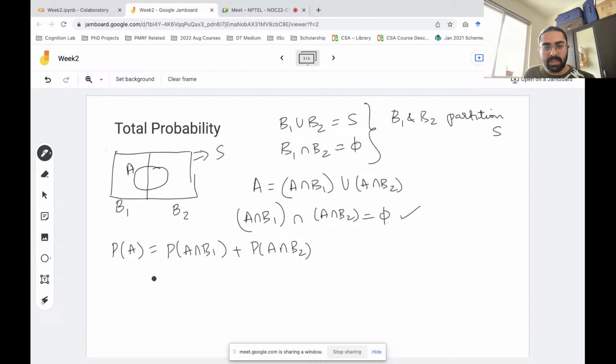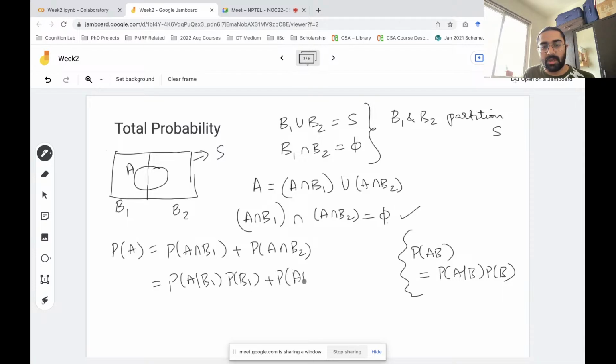So now I can apply the conditional probability formula. What is the probability of A intersection B? I can just write it as probability of A given B into probability of B. So this becomes probability of A given B1 into probability of B1, plus probability of A given B2 into probability of B2. This is the total probability formula.